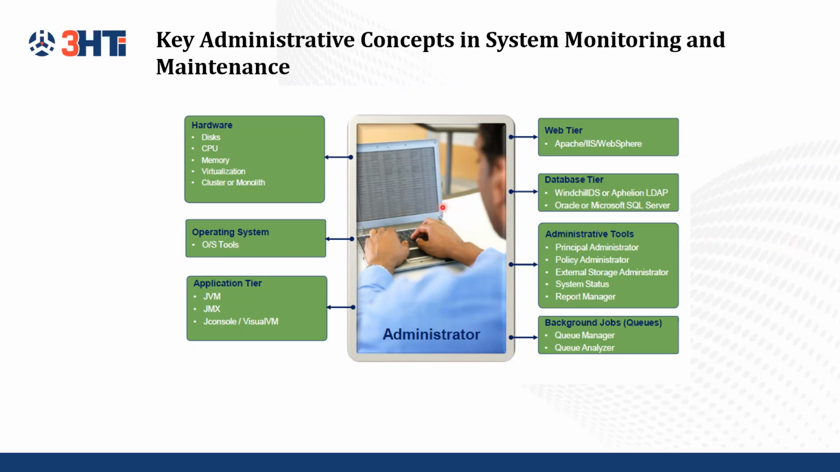You'll need to monitor hardware: disk, CPU, memory. If your servers are virtualized, managing those properly. The operating system level, Windows errors, stuff like that. Application tier, again, this is the Windchill Java processes. They can be monitored with JMX or JConsole, things like that. Web tier, I mentioned before, the Apache web server. Database tier, Oracle or Microsoft SQL is what's under the covers.